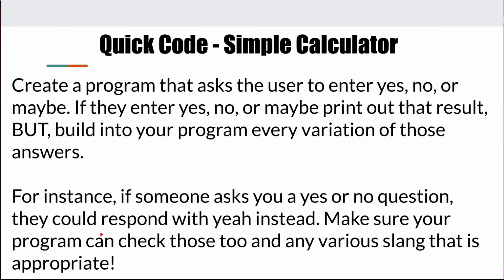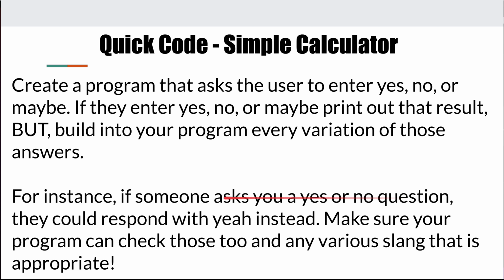Now, the last thing is you have a quick code, okay? And this quick code is not a simple calculator. That is an error, which I will change. You need to create a program that asks the user to enter yes, no, or maybe. If they enter yes, no, or maybe, print out that result. But you need to build into your program every variation of those answers, or at least every single one you can possibly think of. And here's what I mean by that.